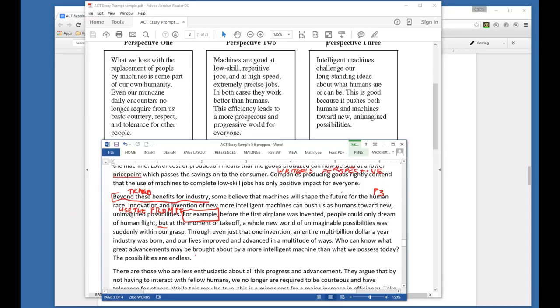The possibilities are endless. Okay, so again, perspective. So writer's perspective.